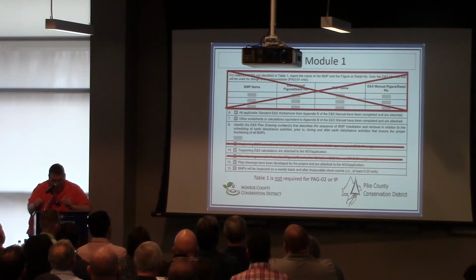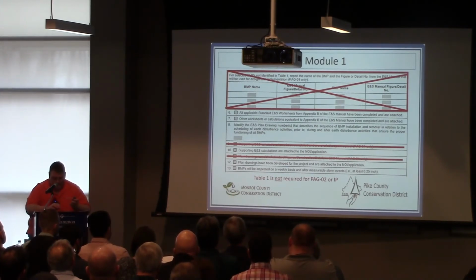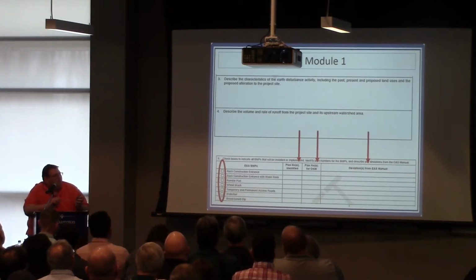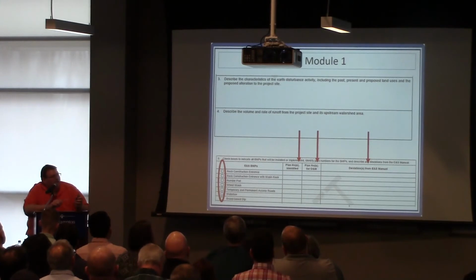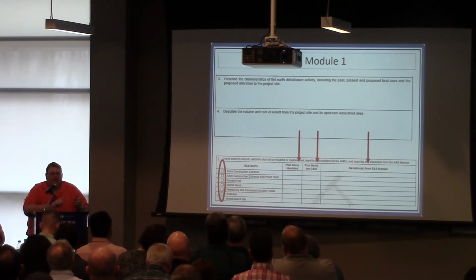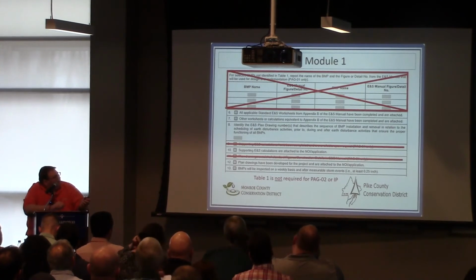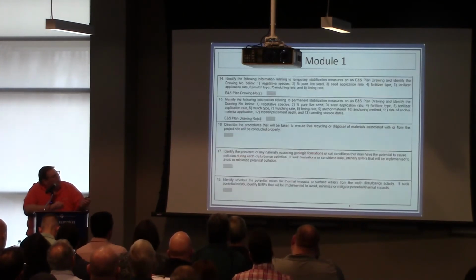Again, box 9 and 11 are the same thing. They're only for PAG01, so they're not going to apply just yet. Now, if you are using pre-approved alternative ENS BMPs, there's a section at the very end of this section that will allow you to identify those BMPs. And those were included on the handout of important links that we gave you and that was emailed earlier. And again, Table 1 is not required for PAG02 or individual permit applications.